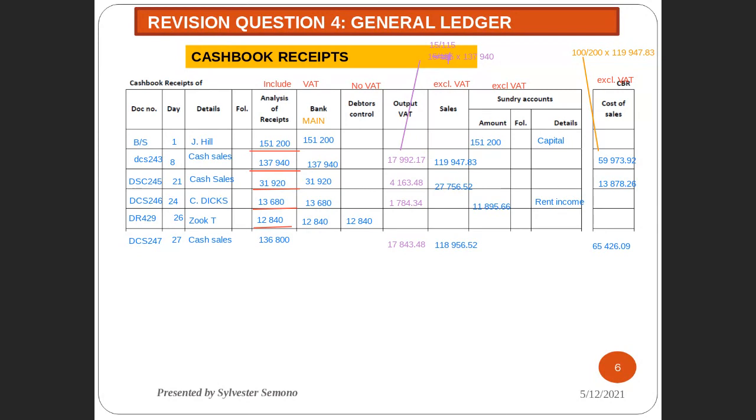So you said, like McKay said, you must take this amount, can you see there? And you say you are going to use 55 over 100 times 118,956. Okay, that's how we found it. Okay, so please make sure that you know how to analyze.